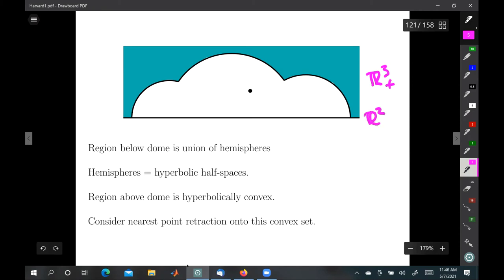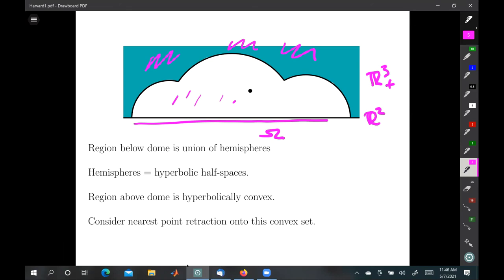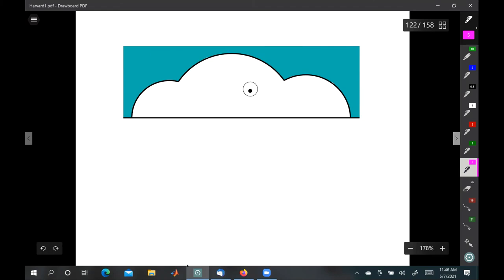So I'm looking at a vertical cross-section of hyperbolic space. My domain omega is down here, and this is its dome, and this is the convex region, which is above the dome. And if I take a point in here, what's the nearest point on the convex hull? Well, I expand hyperbolic balls around this until they make contact. And so this point will be the closest.